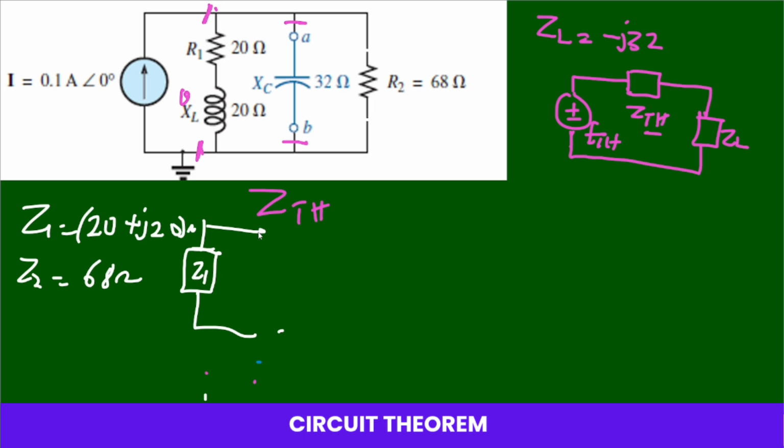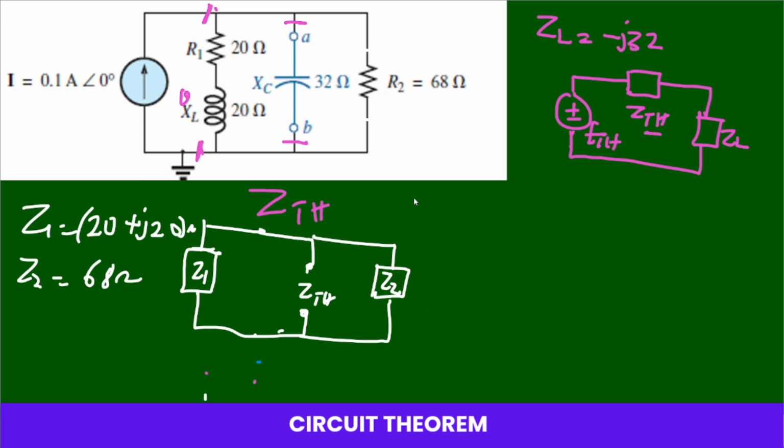Okay, so it means that the corresponding circuit is going to be like this, where we'll put our ZTH here, and then we'll have our corresponding Z2. We'll call this one Z2, and it's actually 60 ohms. Okay, very good. So this is what we have.